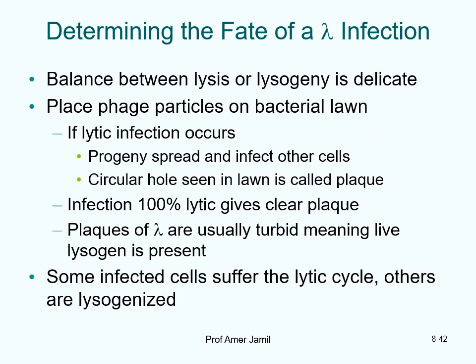How is the fate of lambda infection determined, whether it should go in the lytic mode or in the lysogeny mode? This balance of lysis and lysogeny is very delicate. Place phage particles on a bacterial lawn, for example. If lytic infection occurs, progenies spread and infect other cells, and you can see circular holes in the lawn, which are called plaques. Infection that is 100% lytic gives clear plaques, and plaques of lambda are usually turbid, meaning live lysogen is present. So some infected cells suffer the lytic cycle, others are lysogenized.